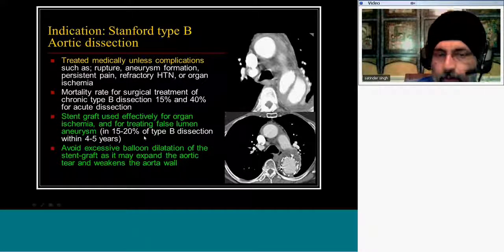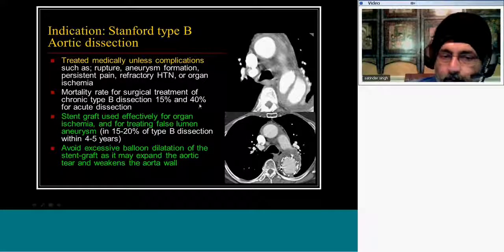As we know, the mortality rate for surgical repair of a chronic type B is 15% in comparison to 40% for acute dissections. But these numbers may have actually improved over the years with much improved, refined surgical techniques. Stent grafts are very effectively used for organ ischemia and for treating especially the false lumen aneurysms. As you know, in 15 to 20% of type B aortic dissections, within 4 to 5 years the false lumen actually gradually increases in size. So that can lead to aneurysm and its complications.